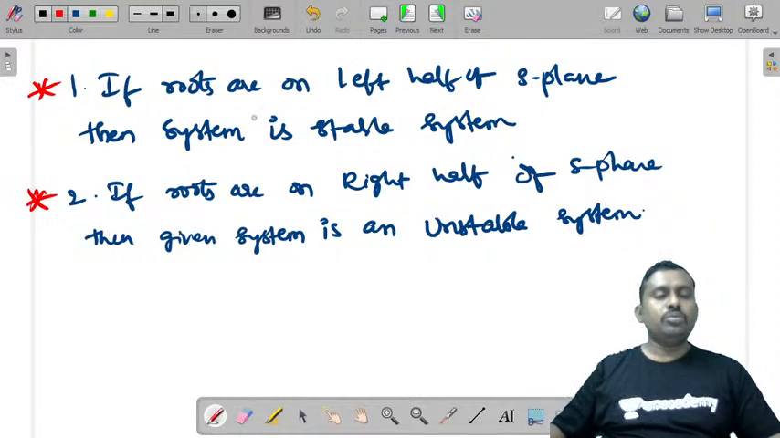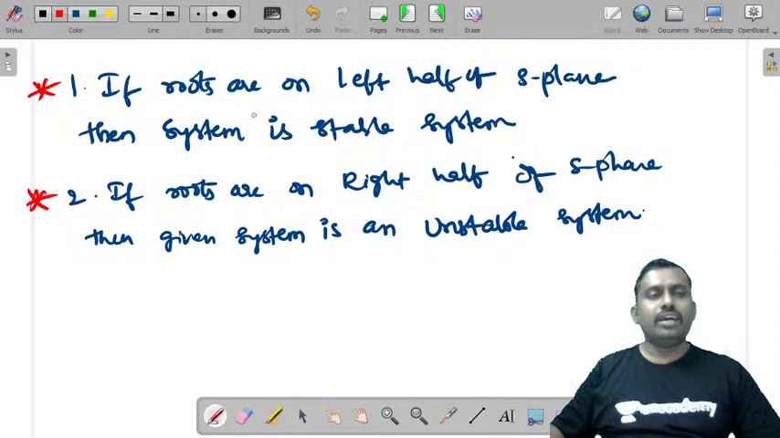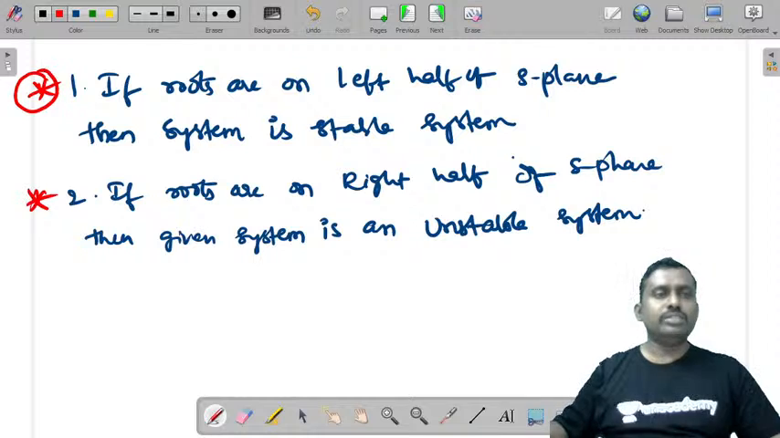You can also have, if there are roots on the imaginary axis, then it is a marginally stable system. If the roots are repeated on the imaginary axis, it is an unstable system. If you have a root at the origin, it is a marginally stable system. Likewise, but these are the main conclusions that you have to remember.